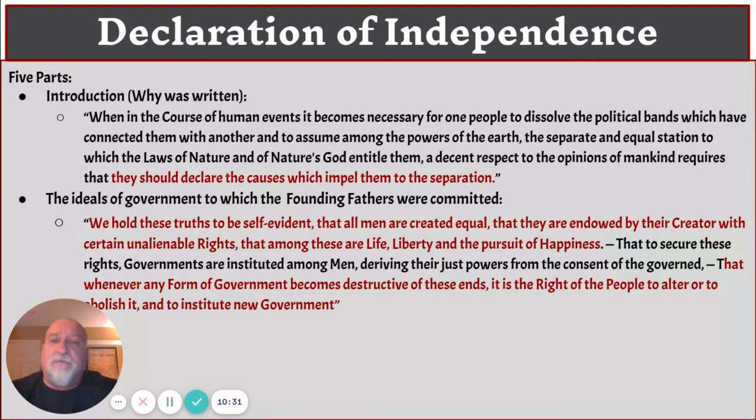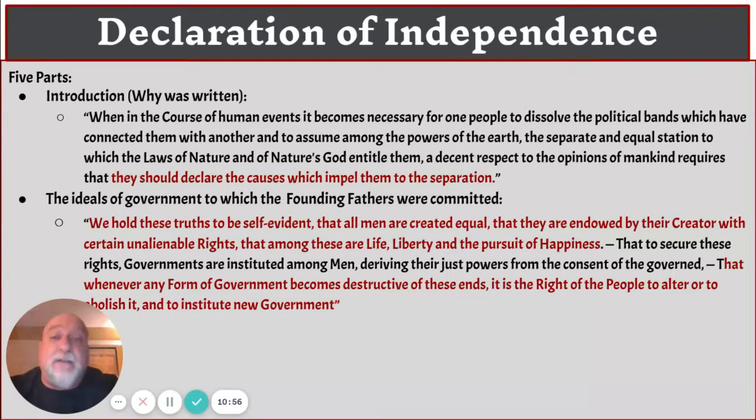And that to secure these rights, governments are instituted among men, deriving their just powers from the consent of the governed. That whenever any form of government becomes destructive of these ends, it is the right of the people to alter or to abolish it and institute new government. Okay, let's put that in plain terms and then a little bit of explanation here.